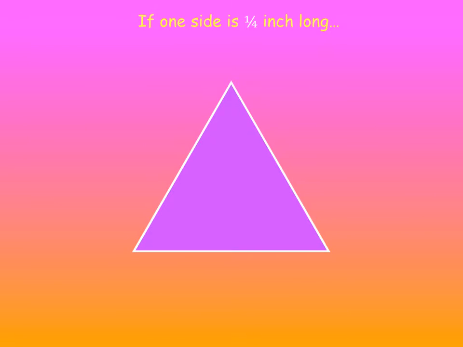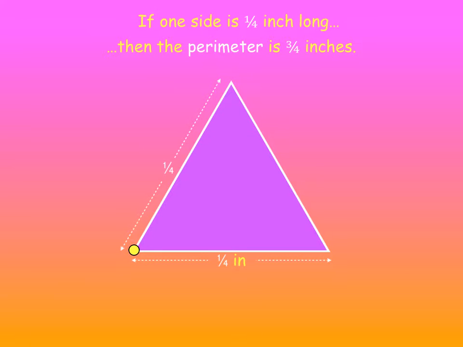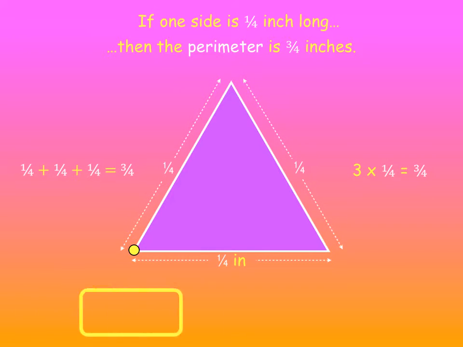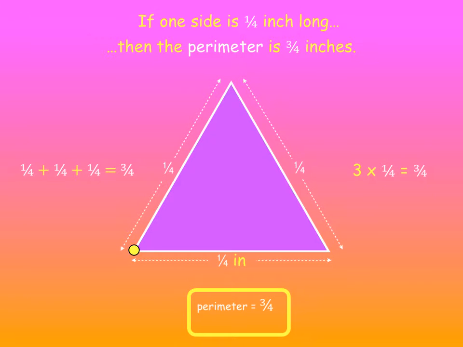If one side is 1/4 inch long, and by the way, this picture is an enlargement. A 1/4 inch is actually much smaller than this. Then the perimeter is 3/4 of an inch. And we can compare the perimeter to the side. That's 3/4 compared to 1/4.